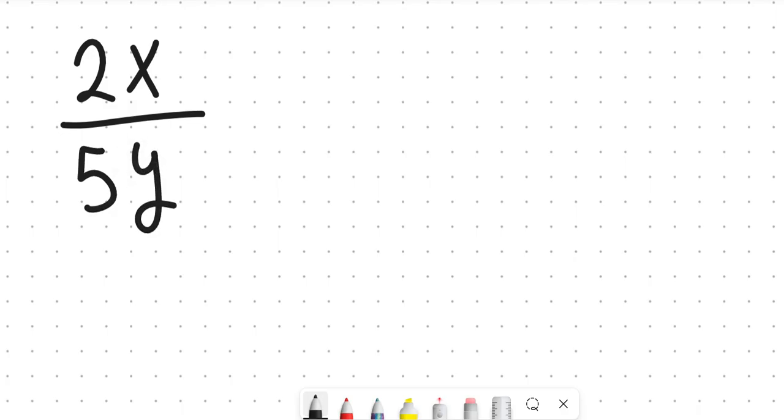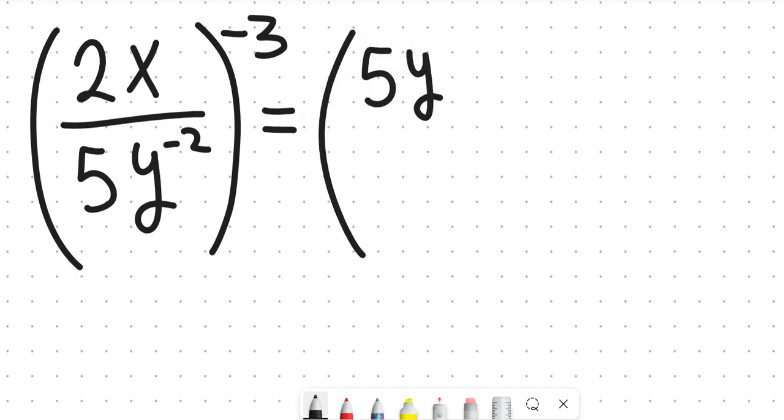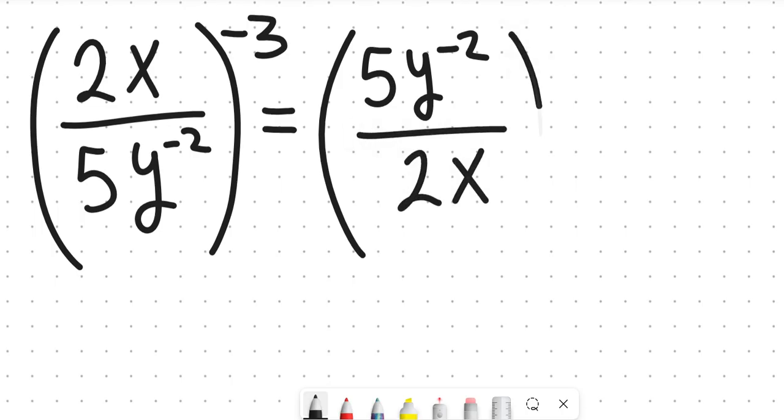If we say, for example, 2x over 5y to the negative 2, and then everything to the power of negative 3. All right, what did we say here? Since our exponent is negative, we flip the numerator and denominator, and the exponent becomes positive. So 5y to the negative 2 goes up, 2x goes down. Our negative exponent has become positive.